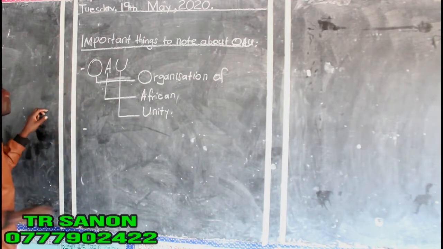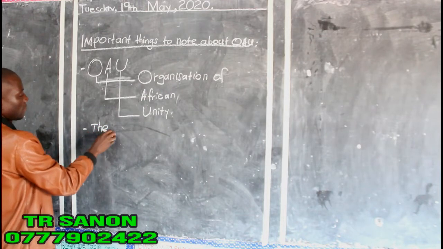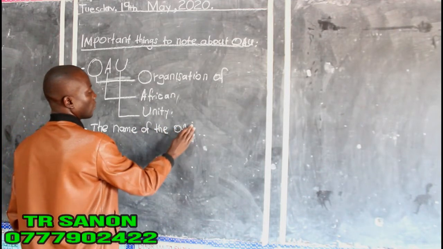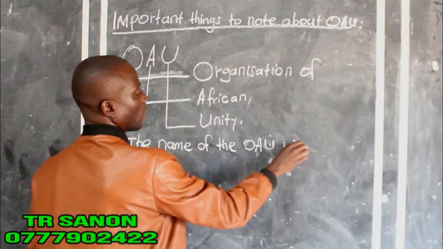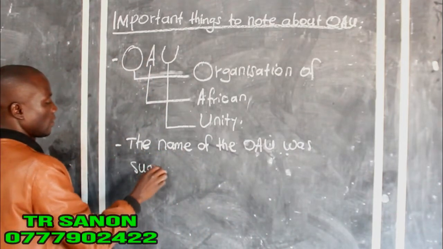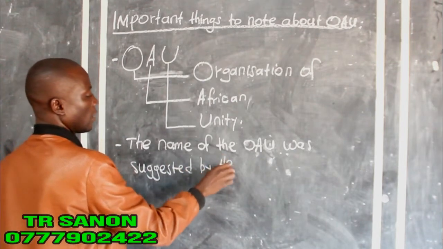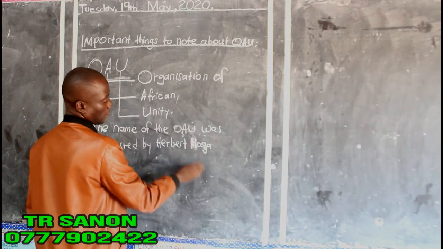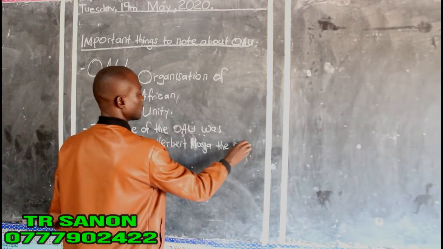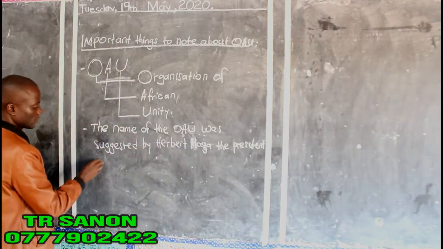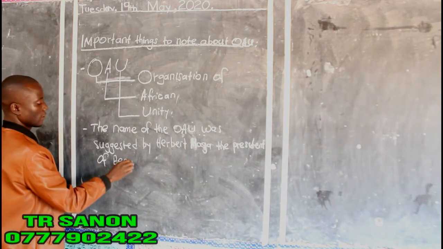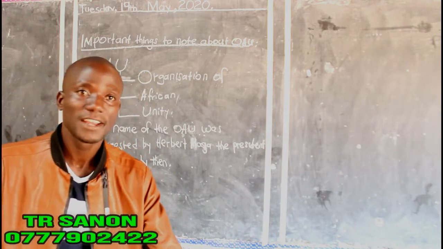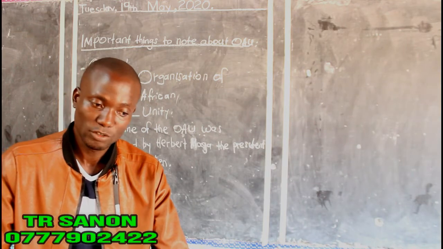So, the next point to note: the name of the OAU was suggested by Herbert Margai, the president of Benin by then. It was also called Dahomey. So that's the African leader who suggested the name of the Organization of African Unity, to have the two blocks together.